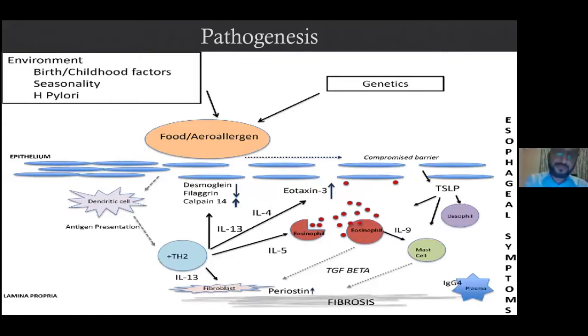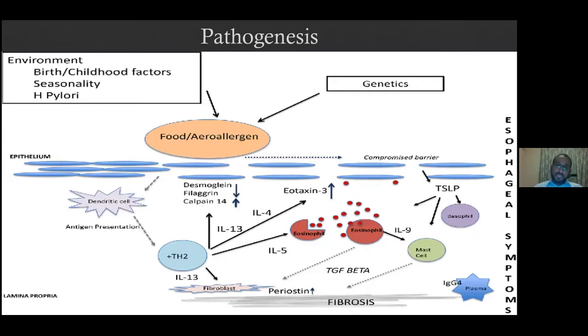Pathogenesis. It's divided into two classifications: environmental and genetic. Environmental includes breastfeeding, childhood factors, seasonality, H. pylori; genetic, or it goes with food and aeroallergens. The important start here is with the dendritic cells, acting as antigen-presenting cells. It sees the antigen like a foreigner and stimulates T helper 2, which from there stimulates interleukins, specifically interleukin 5, interleukin 4, interleukin 13.